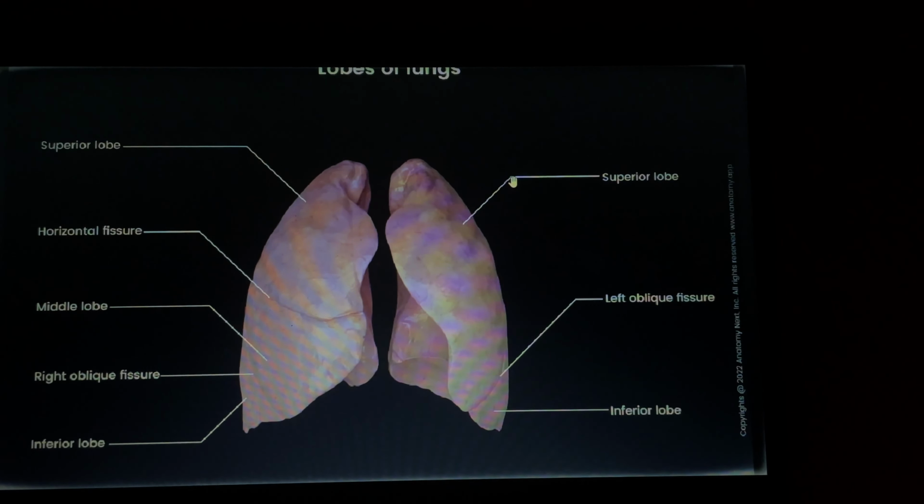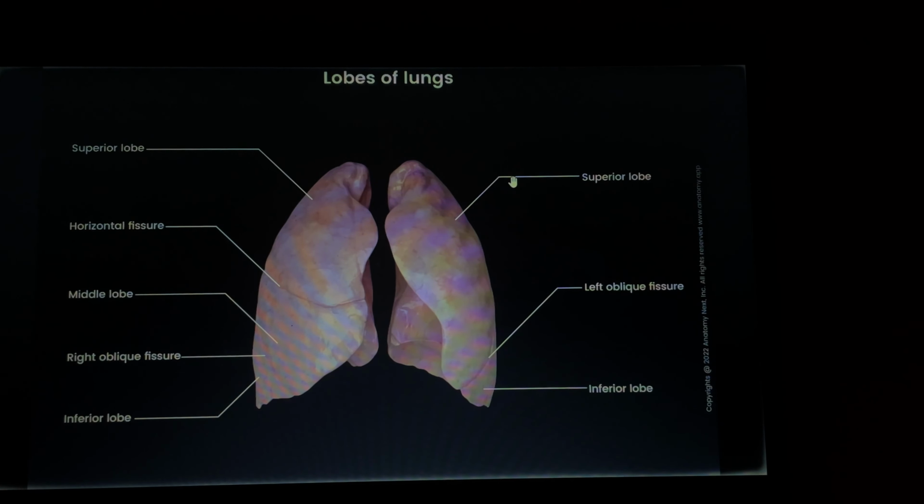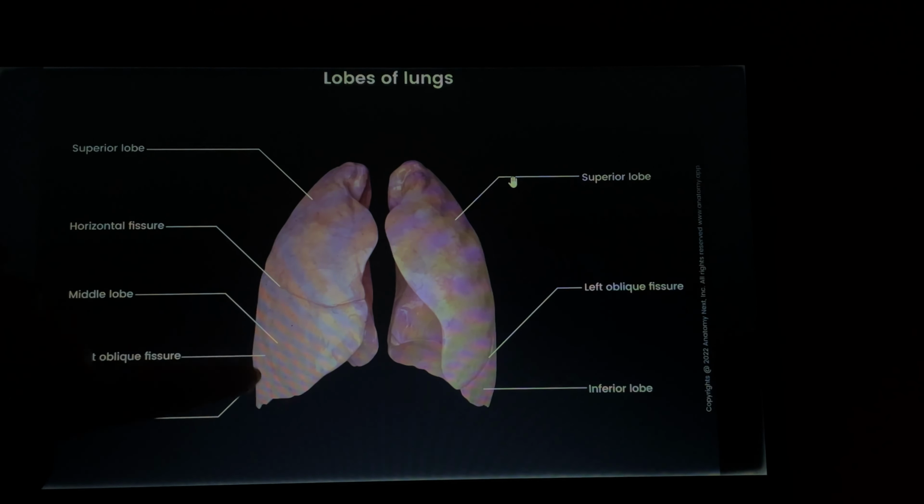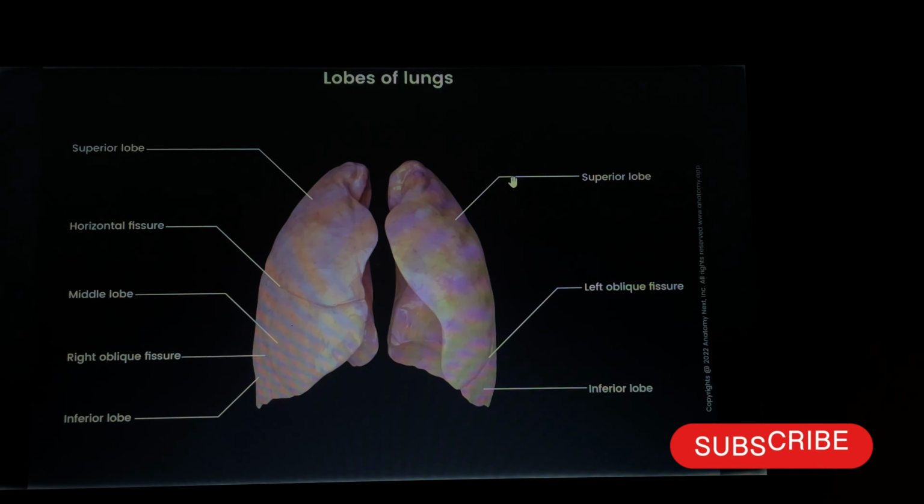Next, let's discuss the fissures and lobes of the lungs. This is the right lung and this is the left lung. When we talk about the lobes of the lungs, the right lung has 3 lobes and the left lung has 2 lobes, mainly produced by the presence of fissures in between. In the right lung there are 2 fissures, the horizontal fissure and the oblique fissure, that divide the right lung into 3 lobes.